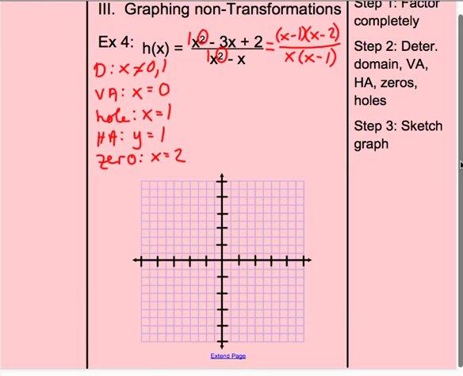And we sketch everything. Alright, so we start with our asymptotes. X equals 0 is the y-axis. And our horizontal asymptote at y equals 1. We sketch our zero, our graph crosses the x-axis at 2. So on this side, we can see where our curve would be. It'll curve closer to our asymptote.